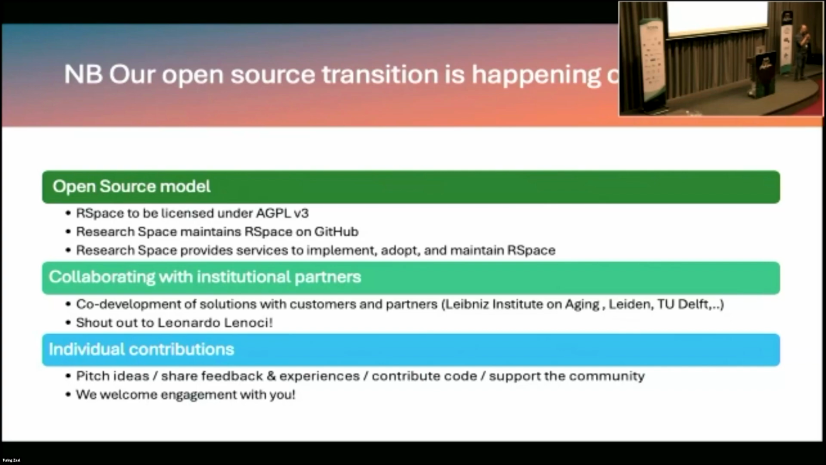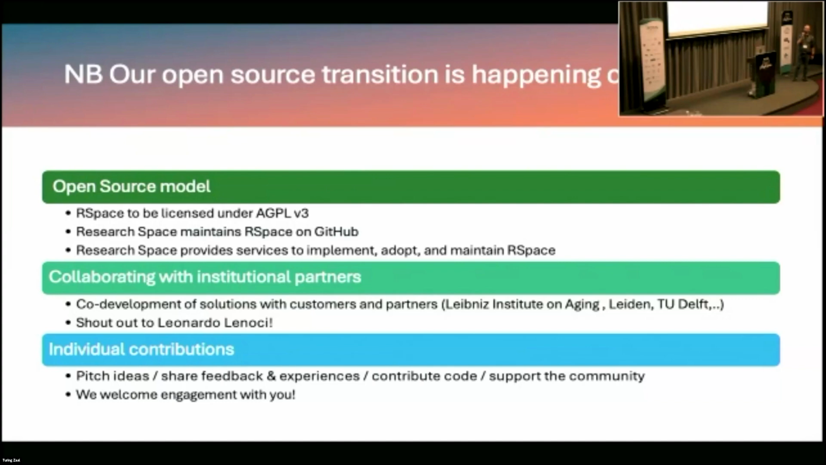Research Space will remain the maintainer of the project using GitHub, where you can also find all further information about the project, and we'll continue to provide services for research institutions to implement, adopt, and maintain RSpace. Obviously, going open source will make our approach to product development even easier. We always collaborated with institutional partners and customers. So now we have an opportunity to even more conveniently co-develop solutions with customers and partners.